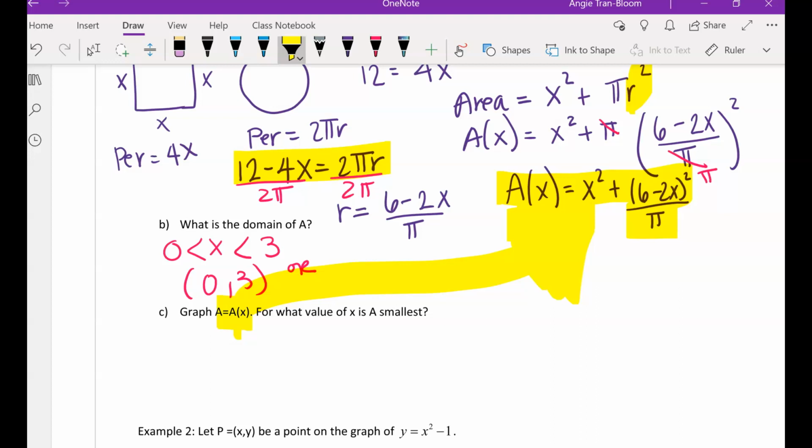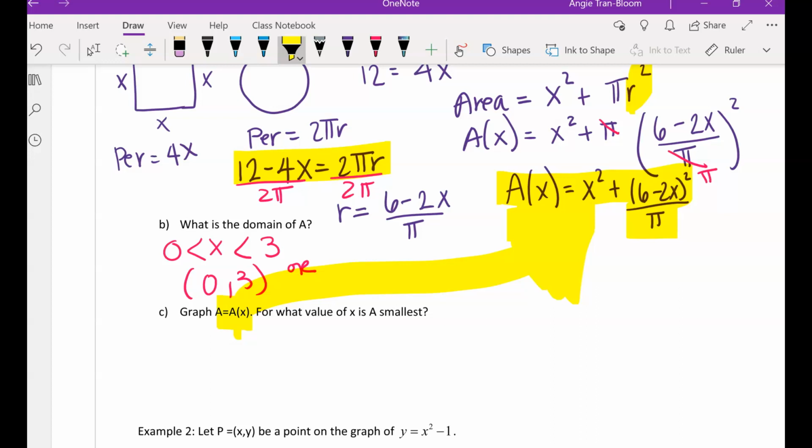No. Go back to your y equals. You've got x squared plus quantity 6 minus 2x, quantity squared, divided by 5. Do you have a little window? Change your window from 0 to 3. Do we all have something like this?